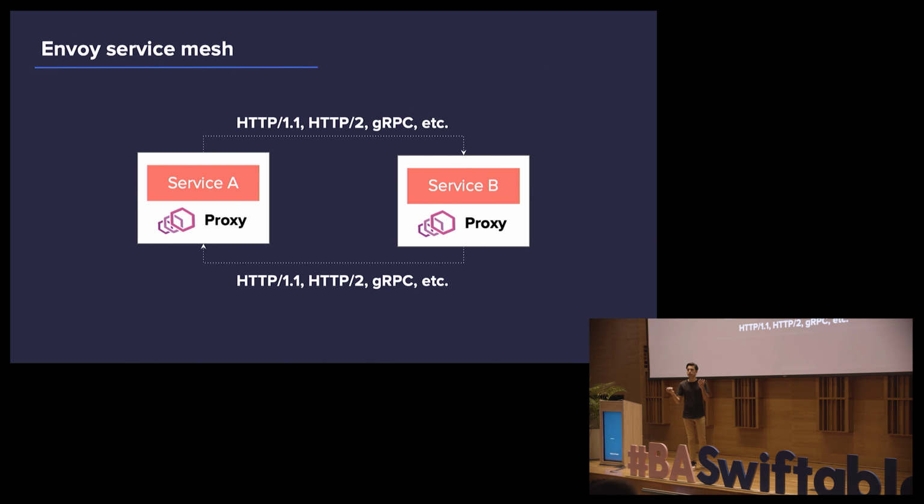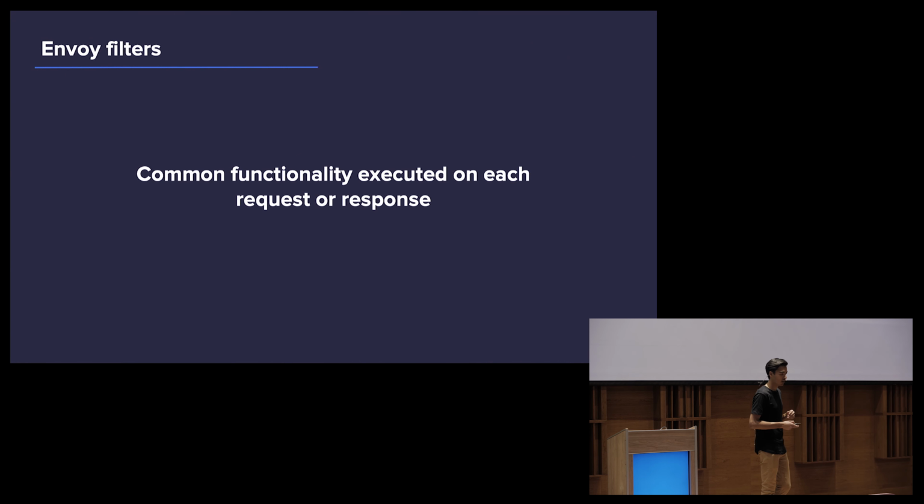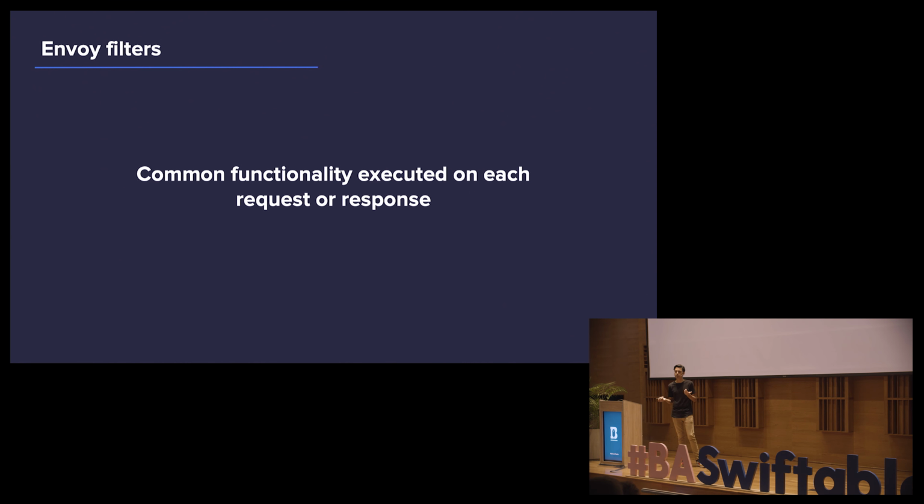So for example, a service that speaks HTTP1 can talk to a service that speaks HTTP2, or gRPC, or other different protocols. And they don't actually have to worry about the implementation details of how a different service knows how to talk, because Envoy does that for them. And the way Envoy implements all of these systems is through the concept of filters. And filters are essentially common functionality that gets executed for every request or response that a given service sends.